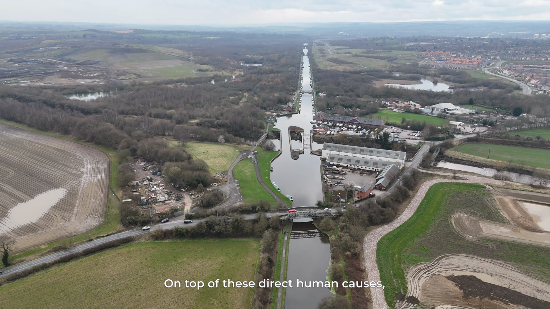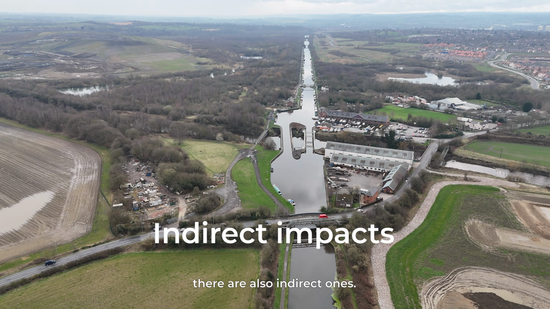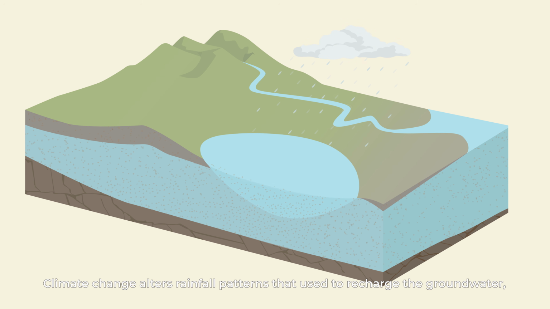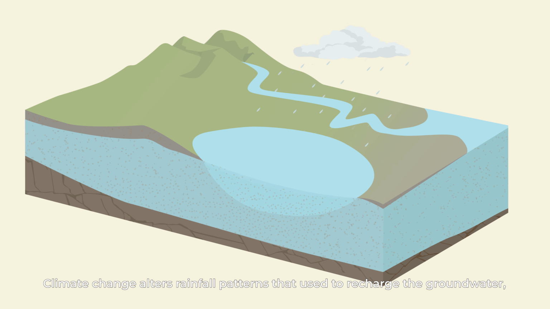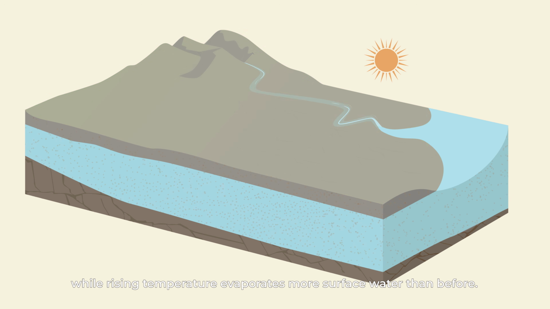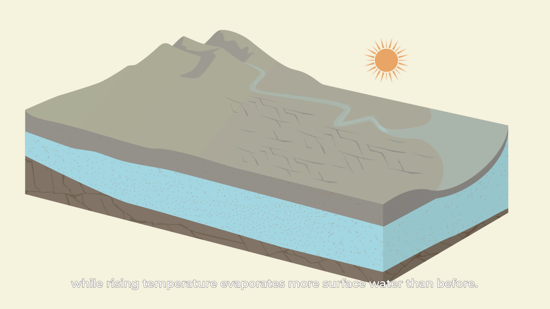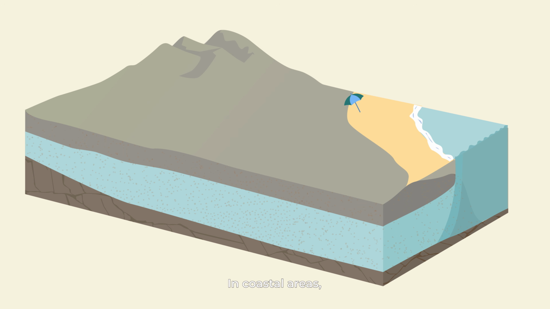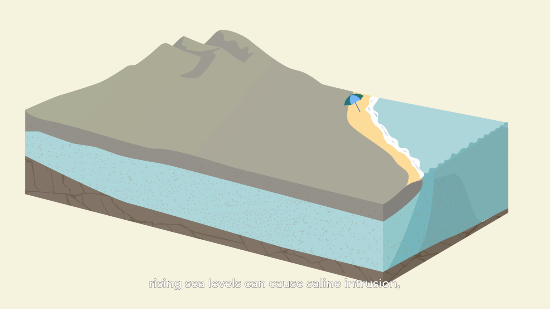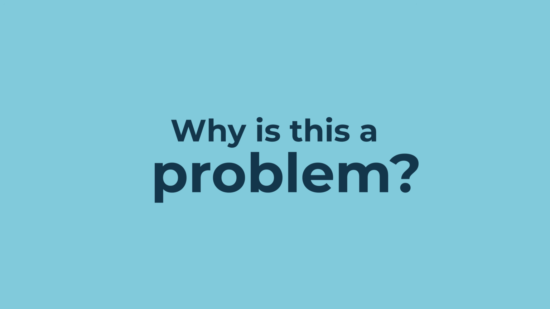On top of these direct human causes, there are also indirect ones. Climate change alters rainfall patterns that used to recharge the groundwater, while rising temperature evaporates more surface water than before. In coastal areas, rising sea levels can cause saline intrusion, affecting groundwater quality. Why is this a problem?